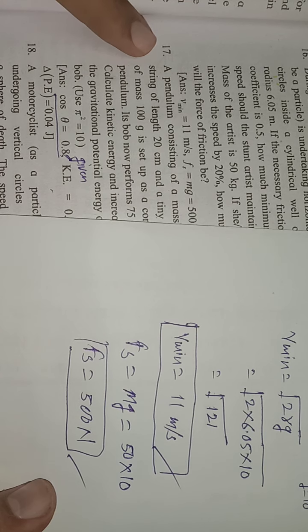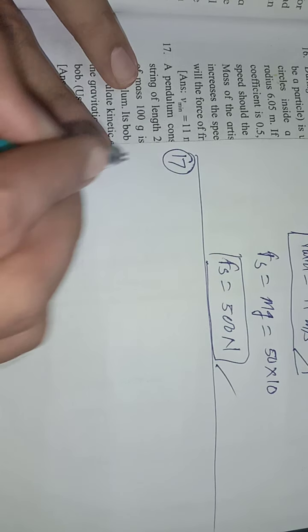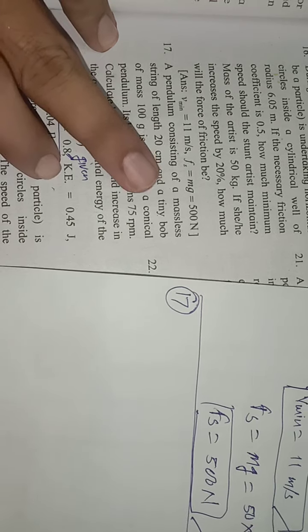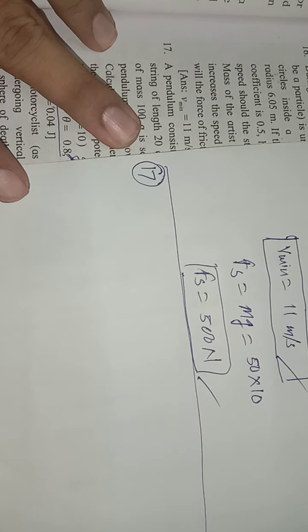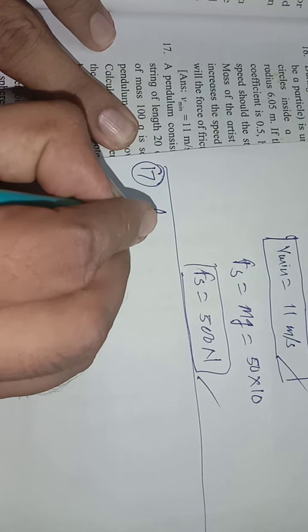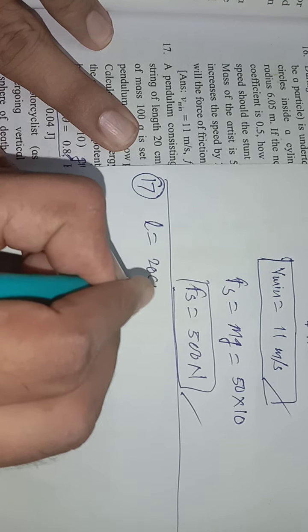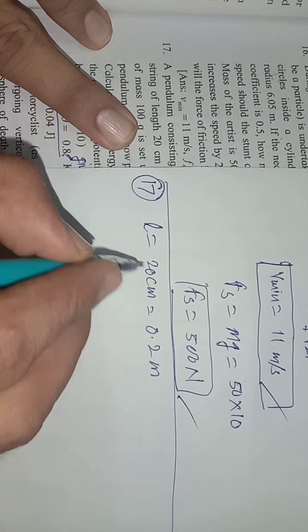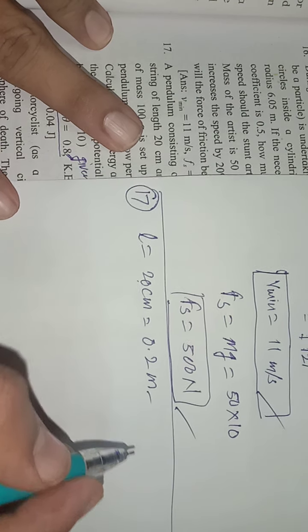Then next we go for the 17th problem, a pendulum. A simple pendulum consisting of a massless string of length 20 centimeter. That means the length of the pendulum, L, is 20 centimeter. Convert that into meter: 0.2 meter, or 20 into 10 raised to minus 2 meter. Both are the same, 0.2 meter.